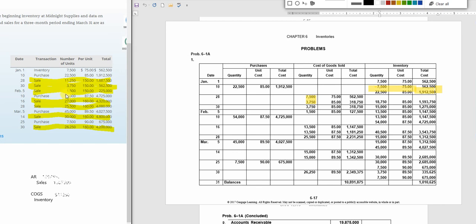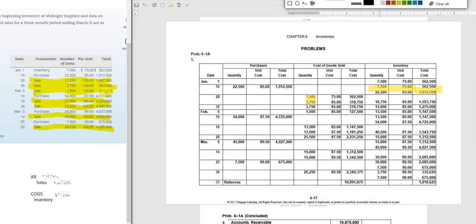Next line down, I sold 1,500. So again, I've only got one layer left, the $85 ones. So all the 1,500 cost me $85. 15,000 minus 1,500 sold is 13,500 left at $85. So I'm going to make my journal entry.